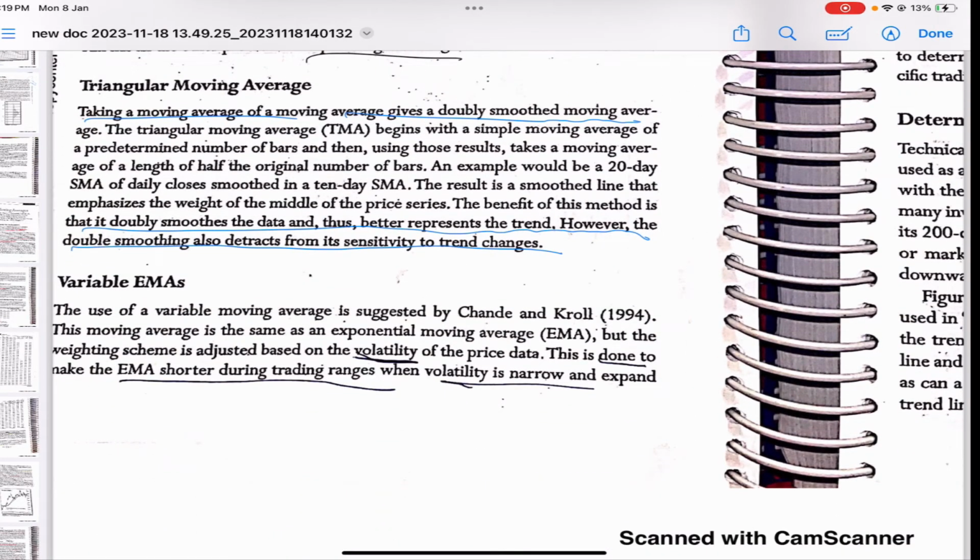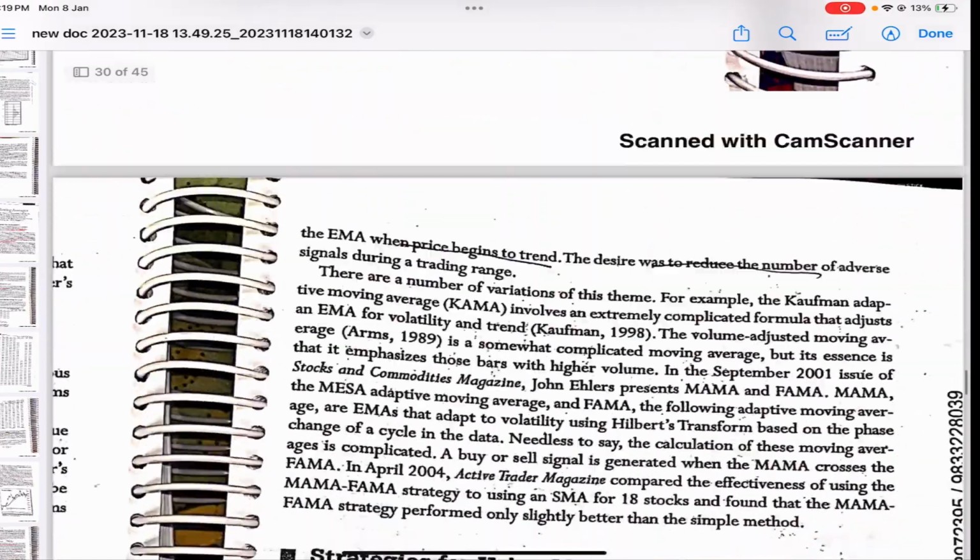So whenever the word triangular moving average comes to your mind in the exam, just know that it gives you a doubly smoothed moving average. First they find the moving average, and then they find the moving average of the moving average itself. So that will give you a double moving average. This double moving average is basically a triangular moving average. When you double, which means you're smoothing it even more, that will basically give you a better trend. Okay, keep that in mind.